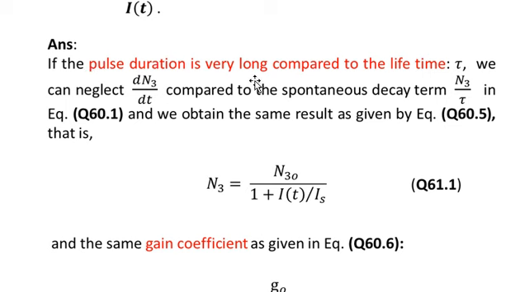if the pulse duration is very long compared to the lifetime tau, we can neglect the rate of change of population in level 3, that is dn3 over dt, compared to the spontaneous decay term n3 over tau in equation number 60.1, and we obtain the same result as given in equation number 60.5, that is n3 is equal to n30 divided by 1 plus I of t divided by Is, where I of t is the intensity of the saturating beam, and Is is the saturation intensity.